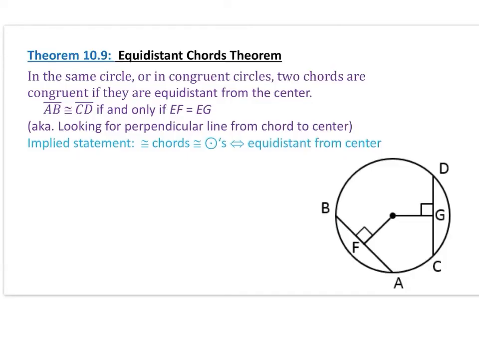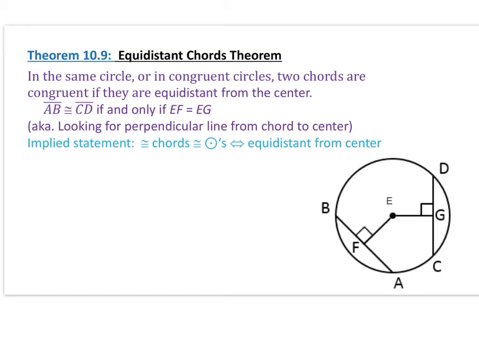All right, our next theorem is our equidistant chords theorem. So in the same circle or in congruent circles, 2 chords are congruent if they are equidistant from the center. So here we see AB is congruent to CD if and only if EF is equal to EG. I was missing the label for point E, so I just added that. So we have the center E for circle E.